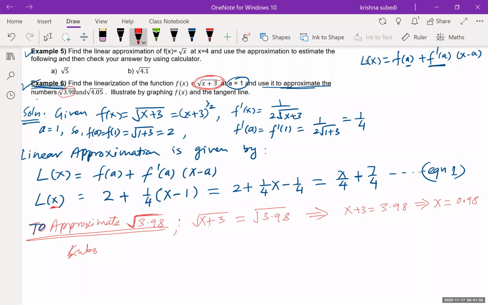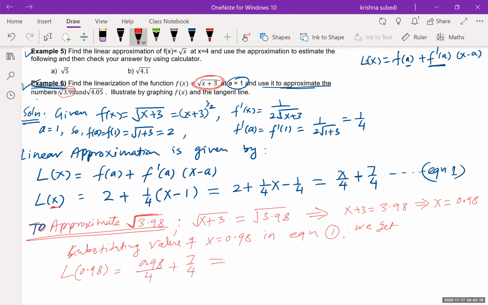Therefore, now substitute the value in equation 1. So substituting the value of x equals 0.98 in equation 1, we get L of 0.98 equals 0.98 over 4 plus 7 over 4. Now, tell me what is this value approximately.